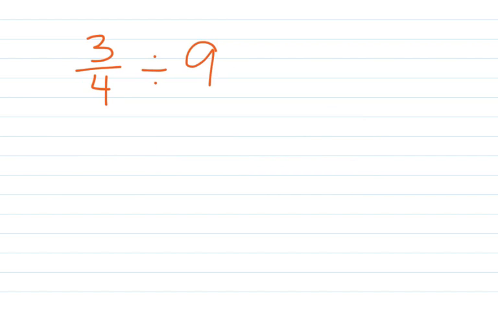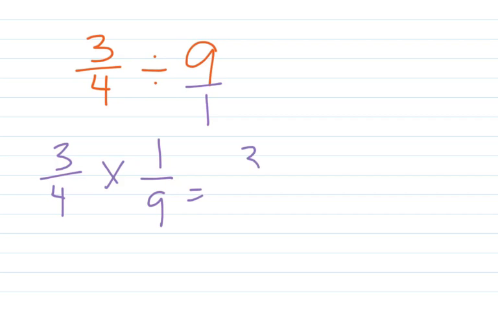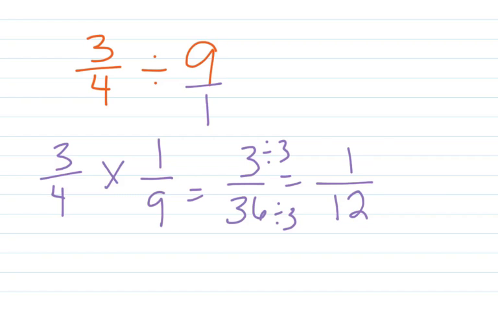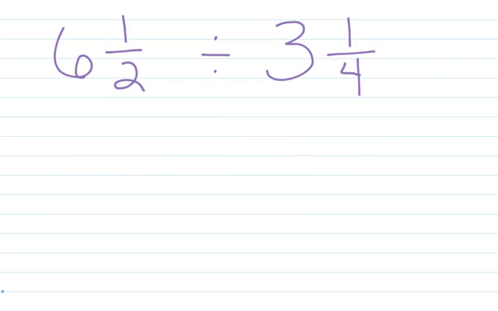Another one of these. Again, keep, change, flip. We're going to keep that 3/4, change to multiplication, and the flip of 9/1 is going to be 1/9. So I get 3/36, which can simplify down by dividing by 3, because that goes into both. And I get 1/12.